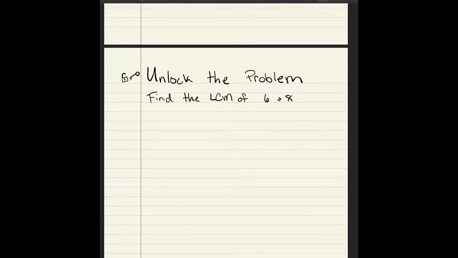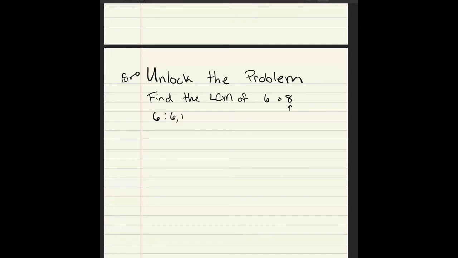So we need to find the LCM of 6 and 8. We start off by listing the first multiples. I'm going to start with 6, and I'm going to list the first 8, because that's the other number I'm comparing to. So 6 times 1 is 6.